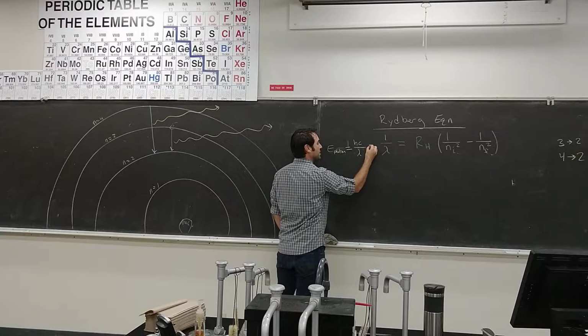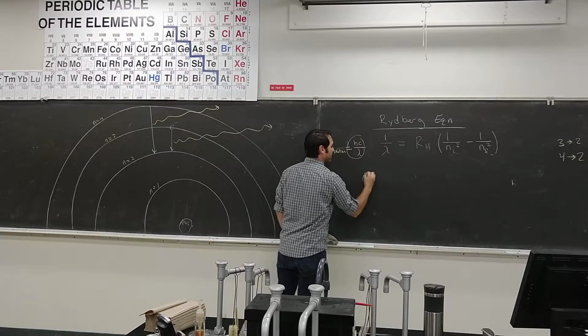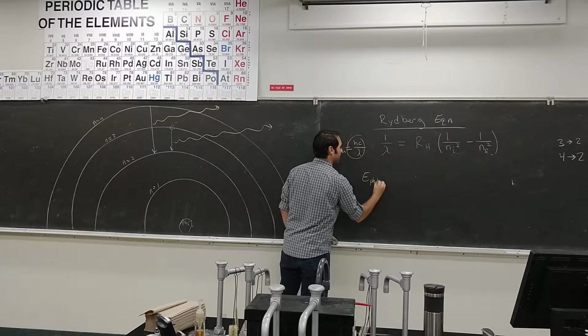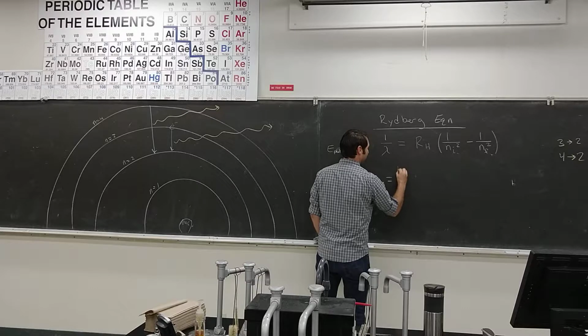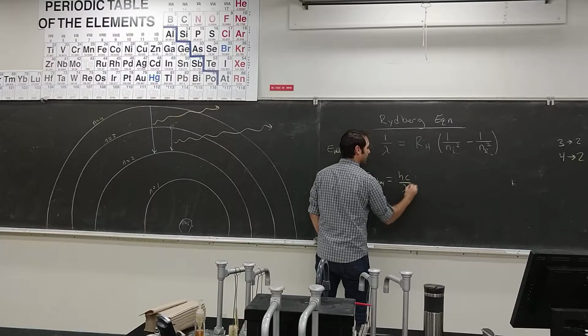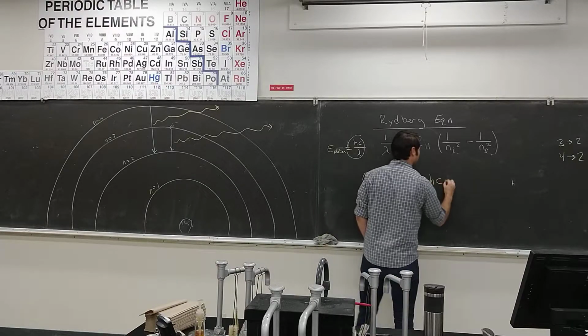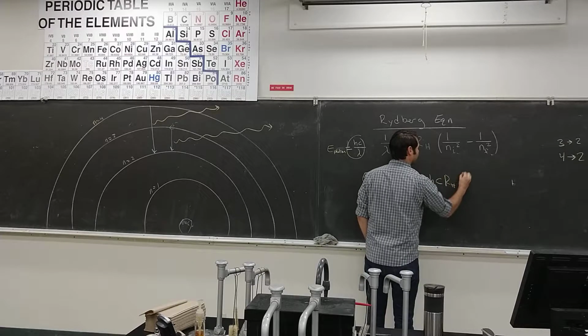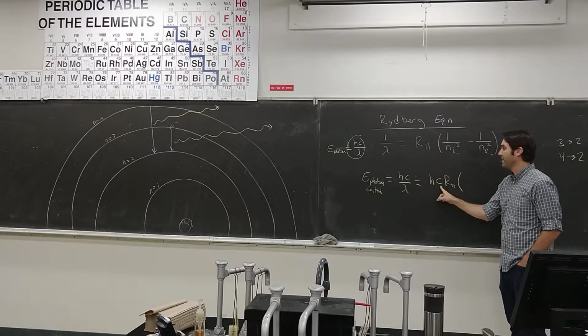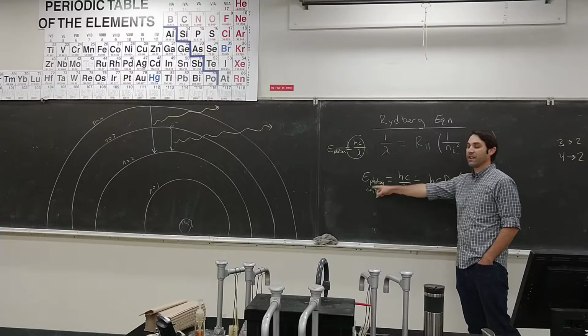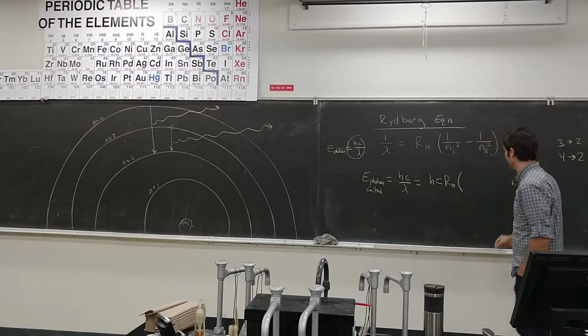So if you try to merge these two equations, then you can calculate the energy of the photon emitted as just, we know a photon is hc over lambda, so that's h times c times Rydberg's constant. So you just add two more constants to the equation, and instead of calculating the wavelength, you're calculating the energy of the photon emitted.